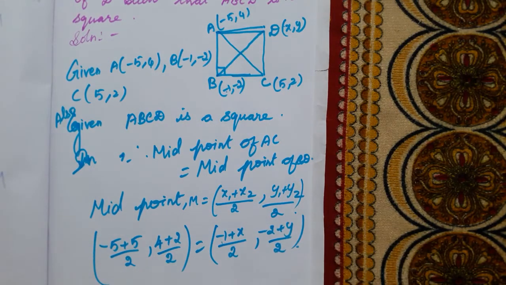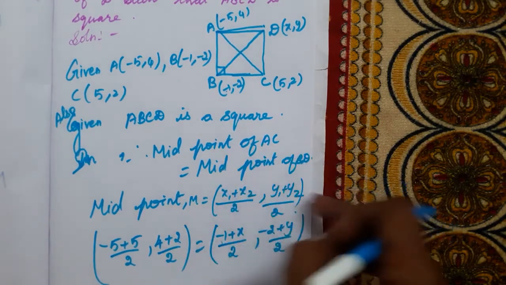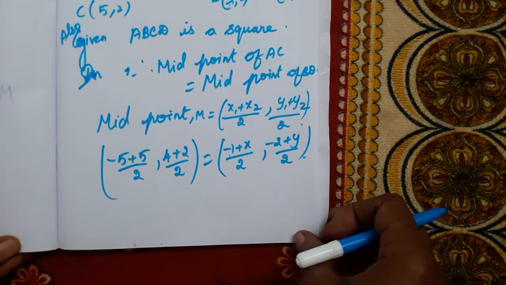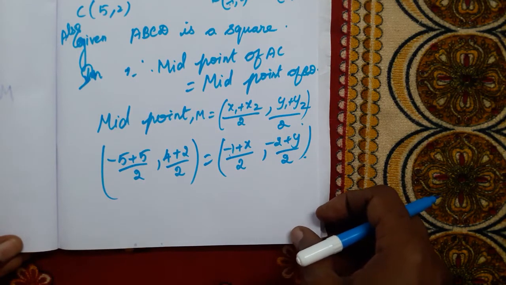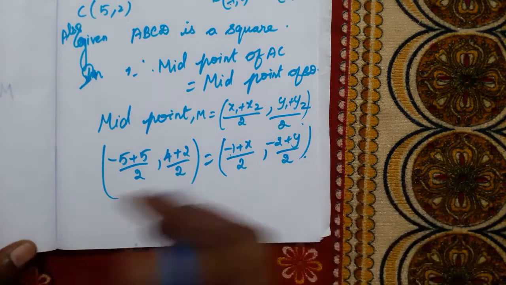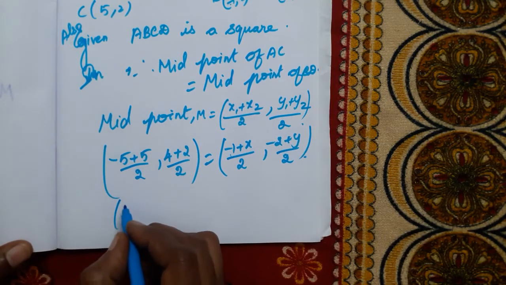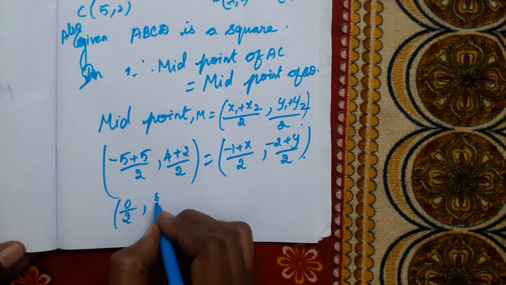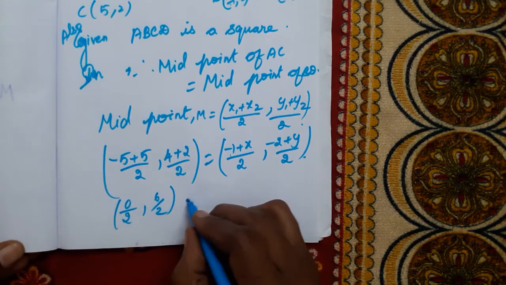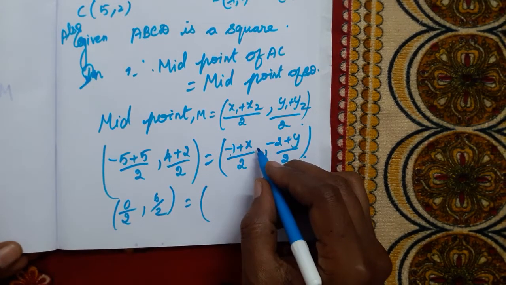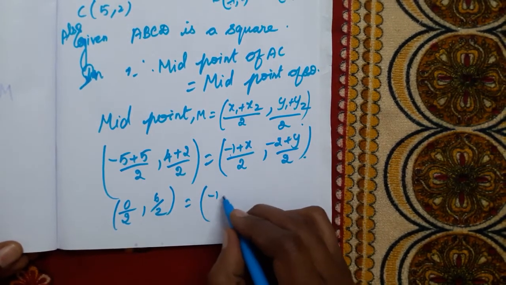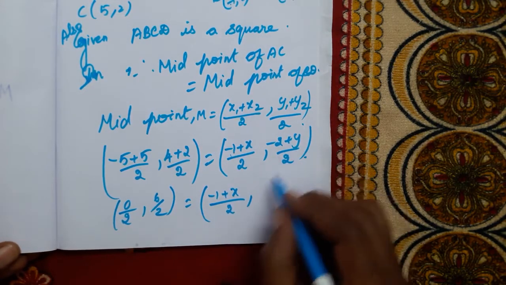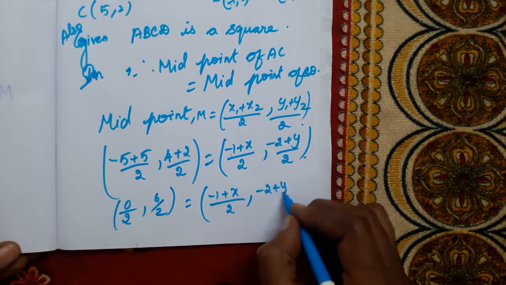Clear? Any doubt? The midpoint of AC is equal to the midpoint of BD. So we are getting (minus 5 plus 5 by 2, 4 plus 2 by 2) is equal to (minus 1 plus x by 2, minus 2 plus y by 2). Minus 5 plus 5 means 0 by 2, 0 only. 4 plus 2 by 2 is 6 by 2. The right side stays the same: minus 1 plus x by 2 comma minus 2 plus y by 2.